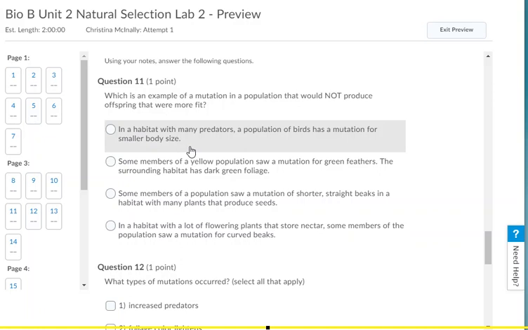Make sense? Yeah, I chose the one that says, in the habitat with many predators, a population of birds has a mutation for a smaller body. Smaller body? You mean curved beaks? Is that the correct one? You picked this one for curved beaks? Hold on. Oh, this, no, I didn't. Yeah, in the second one, the mutation to green feathers for green foliage would be better. I picked the very top one.